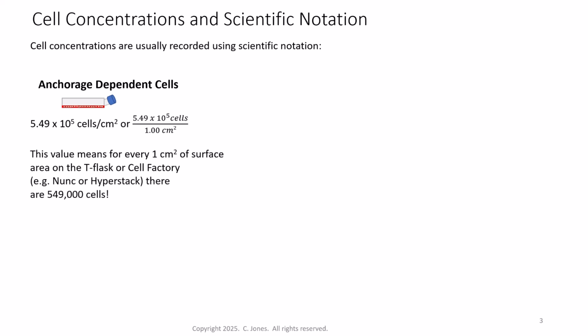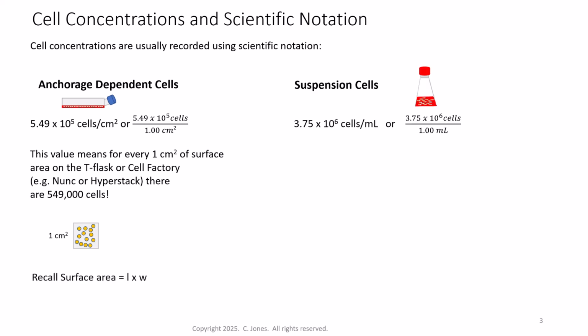And so you're thinking about this. This means for every 1 centimeter squared of surface area on the T-flask or a cell factory like a Nunc or Hyperstack, there are 549,000 cells per 1 square centimeter, right? This is a surface area, where the surface area is length times width.